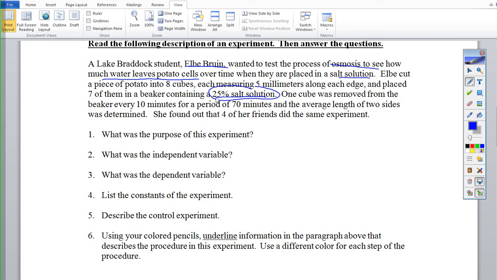Time. Okay? Now, I'm going to write time in salt. This is the abbreviation for solution. We use that in chemistry all the time. You can write the full word. I'm going to abbreviate for time purposes.